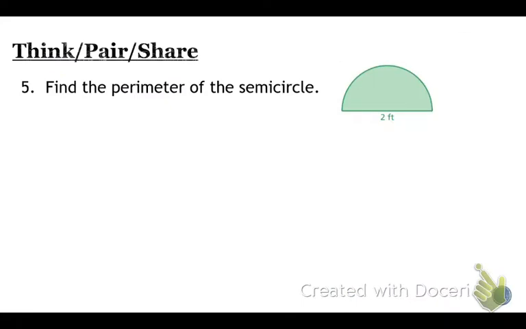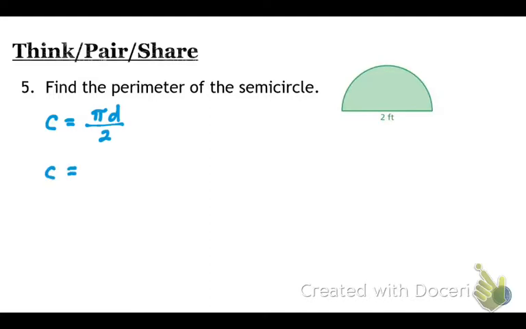All right, for the finale, we've got think, pair, share here. Find the perimeter of the semicircle. First things first, we got to figure out what formula we're going to use. Do I give you the diameter or the radius of the circle? The diameter. Remember, that's the distance all the way across. So what formula am I going to use for the diameter with the circumference of a circle? C equals pi times d. Guys, is this a whole circle? No, it's a half a circle, so what do I do with my formula? Divide it by 2.